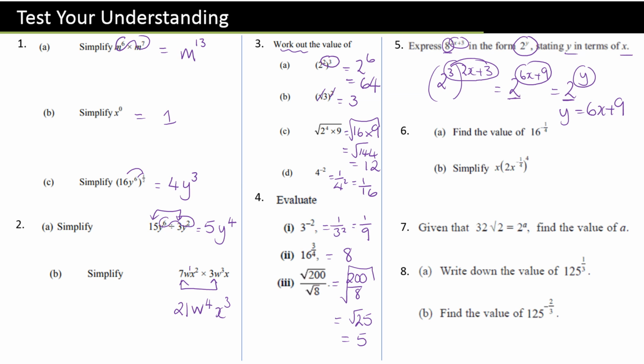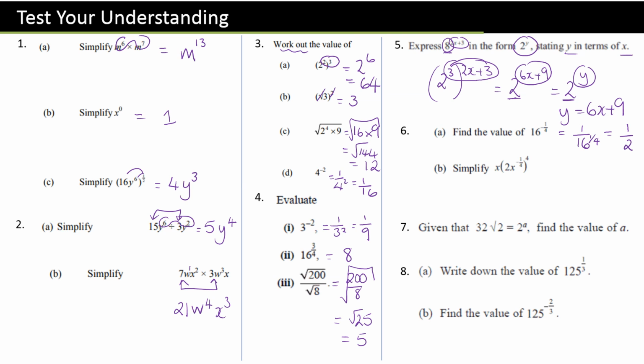Number 6, 16 to the minus quarter. Well, the minus just means it will be 1 over 16 to the quarter. That's dealing with the minus. And then the quarter, the 4 being in the denominator, means root. The fourth root of 16 is 2. So that's actually just a half.